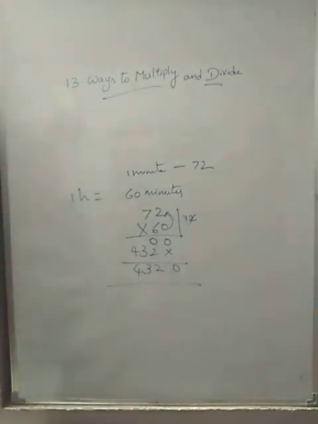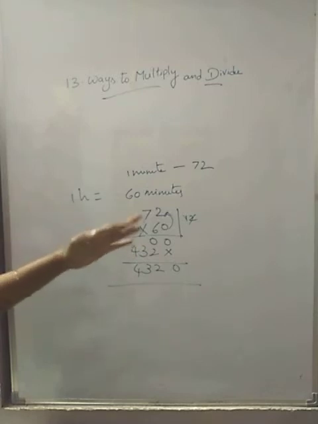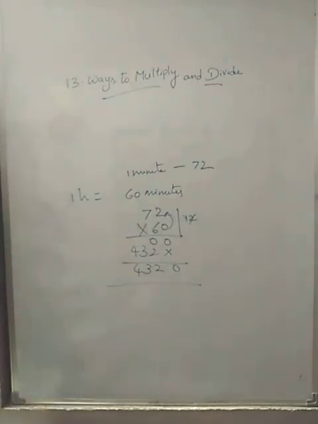For 1 hour, 4,320 times the heart beats. For 1 minute, 72 times. 1 hour means 60 minutes. So 72 into 60 is 4,320 times. Now find out how many times it beats in 1 day.